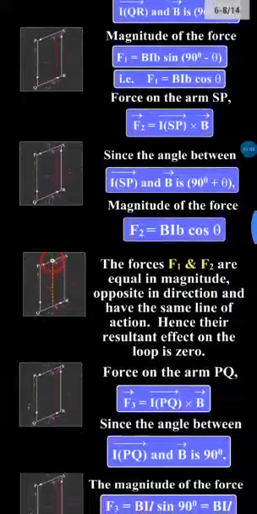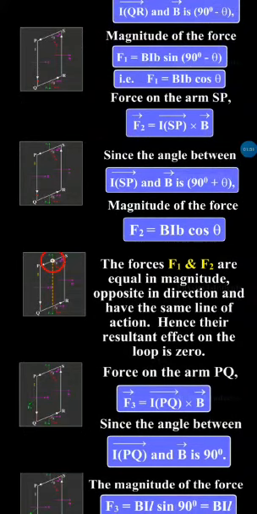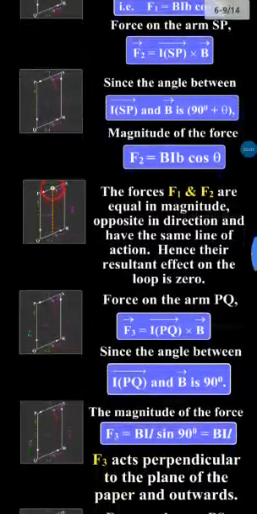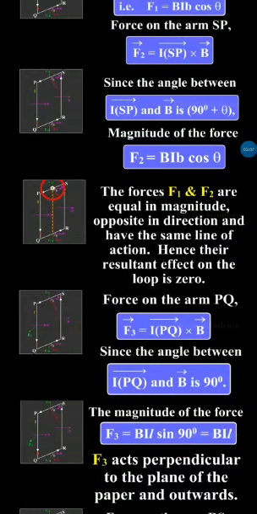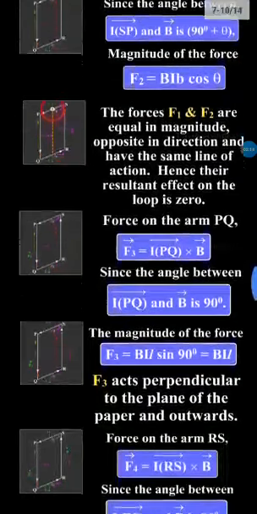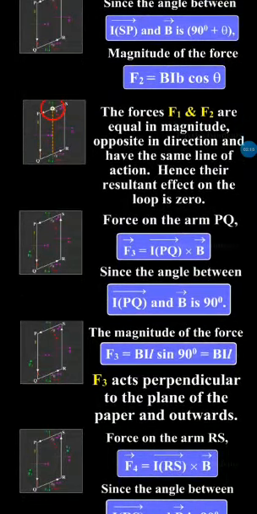Now, force on the arm PQ. Vector F3 is equal to I PQ cross vector B. Since the angle between them is 90, therefore the magnitude of the force F3 equal to BIL sine 90, or equal to BIL. Now this F3 acts perpendicular to the plane of the paper and in outward direction.